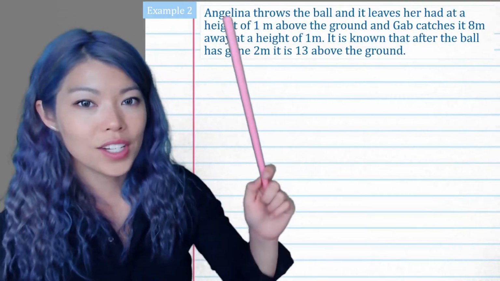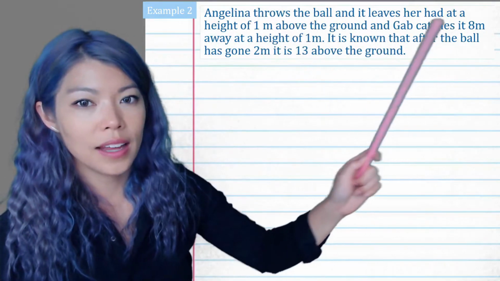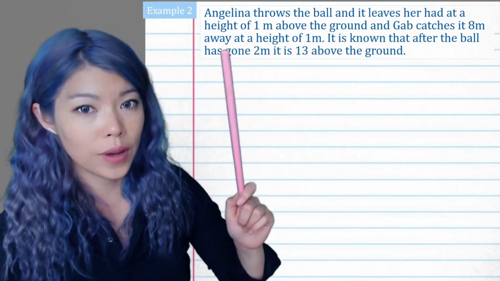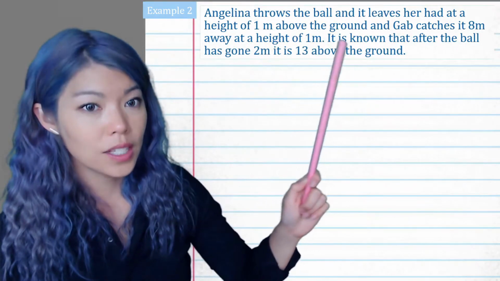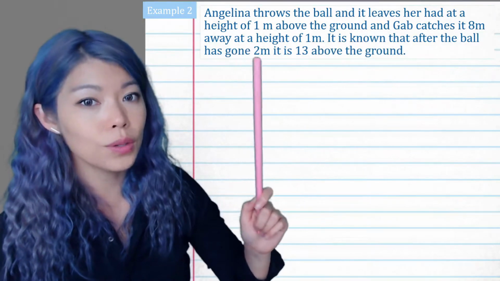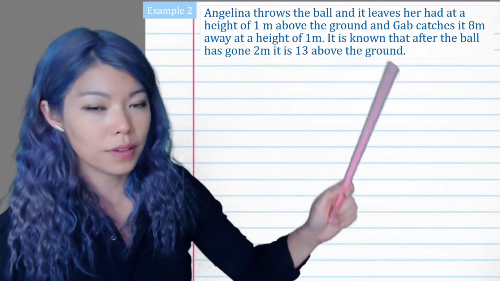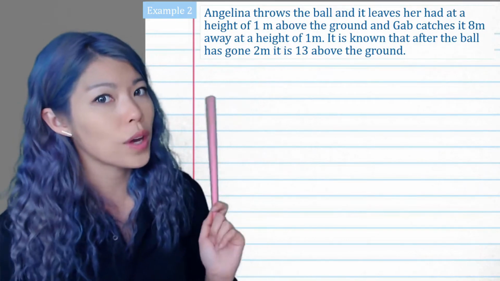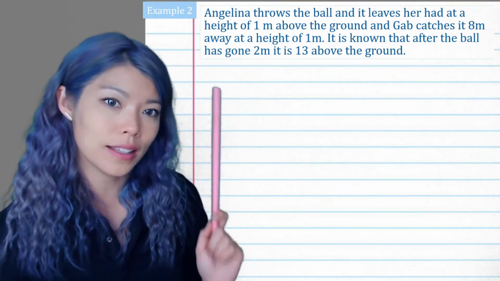Example 2. Angelina throws the ball and it leaves her hand at a height of 1 meter above the ground, and Gab catches it 8 meters away at a height of 1 meter. It is known that after the ball has gone 2 meters, it is 13 meters above the ground. If it's getting confusing, I would go through and label which one I think is an x and which one I think is a y.